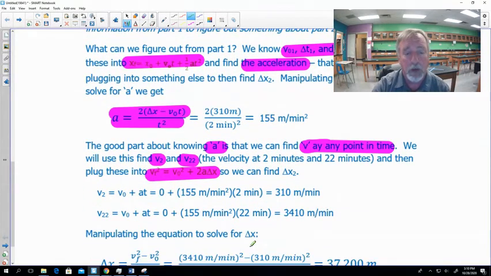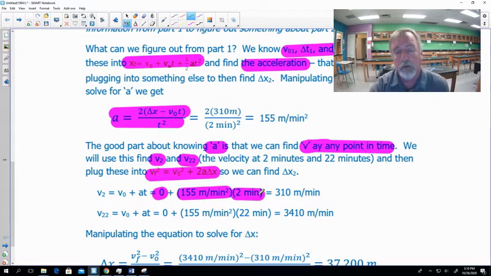So how do we find the velocity at 2 minutes? We take our initial velocity, which was 0, and our acceleration, 155 meters per minute squared. How long are we accelerating? We're looking for the velocity at time equals 2 minutes, so I'm going to put in 2 minutes. Our velocity at 2 minutes is 310 meters per minute. That's important because that's the beginning velocity of part 2.